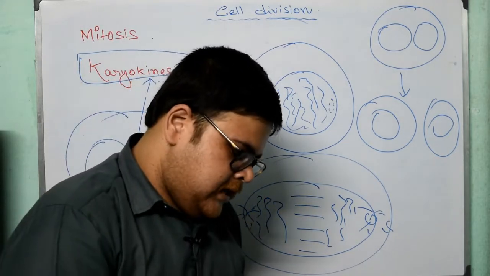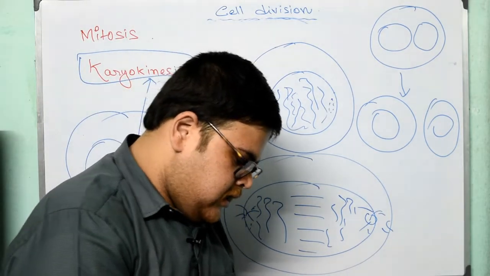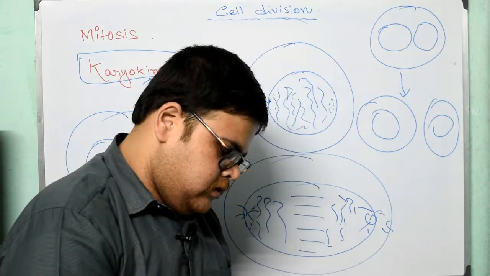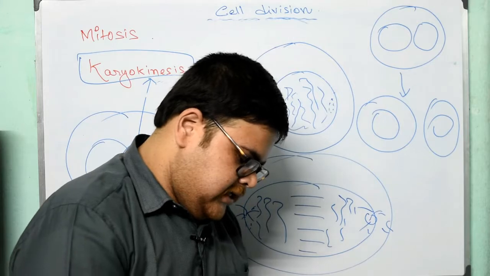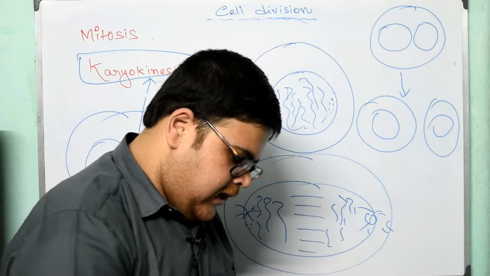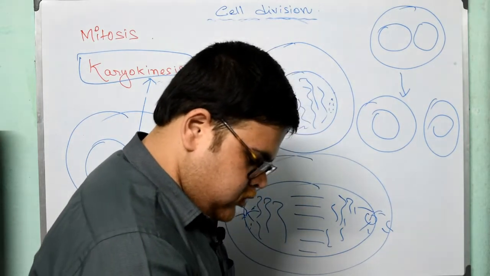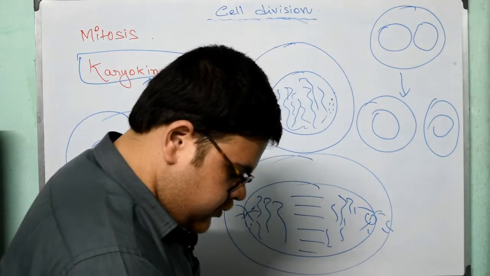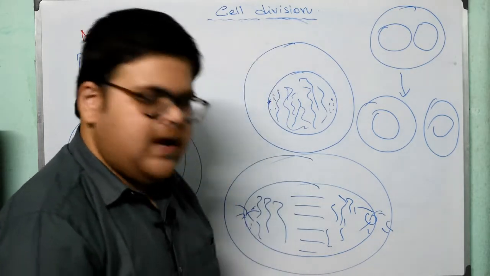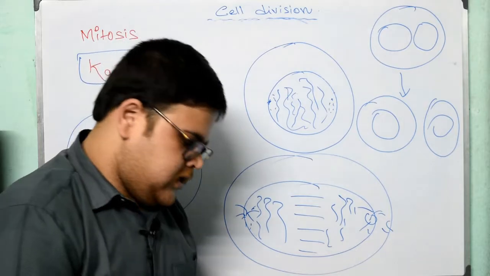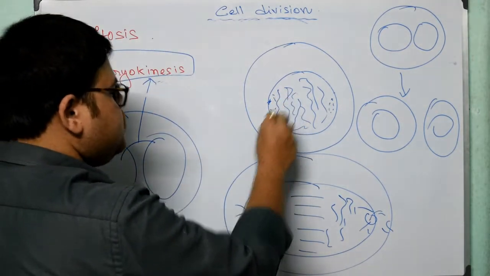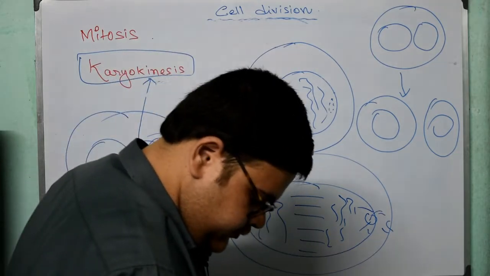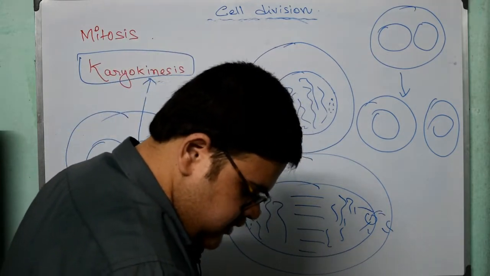What happens in anaphase? The centromere, which was attaching the two chromatids, divides, and the two sister chromatids of each chromosome separate and are drawn apart towards the opposite poles. The drawing action is performed by contraction of spindle fibers. Now, what are spindle fibers? Spindle fibers are these. Wait, let me show you what spindle fibers are.